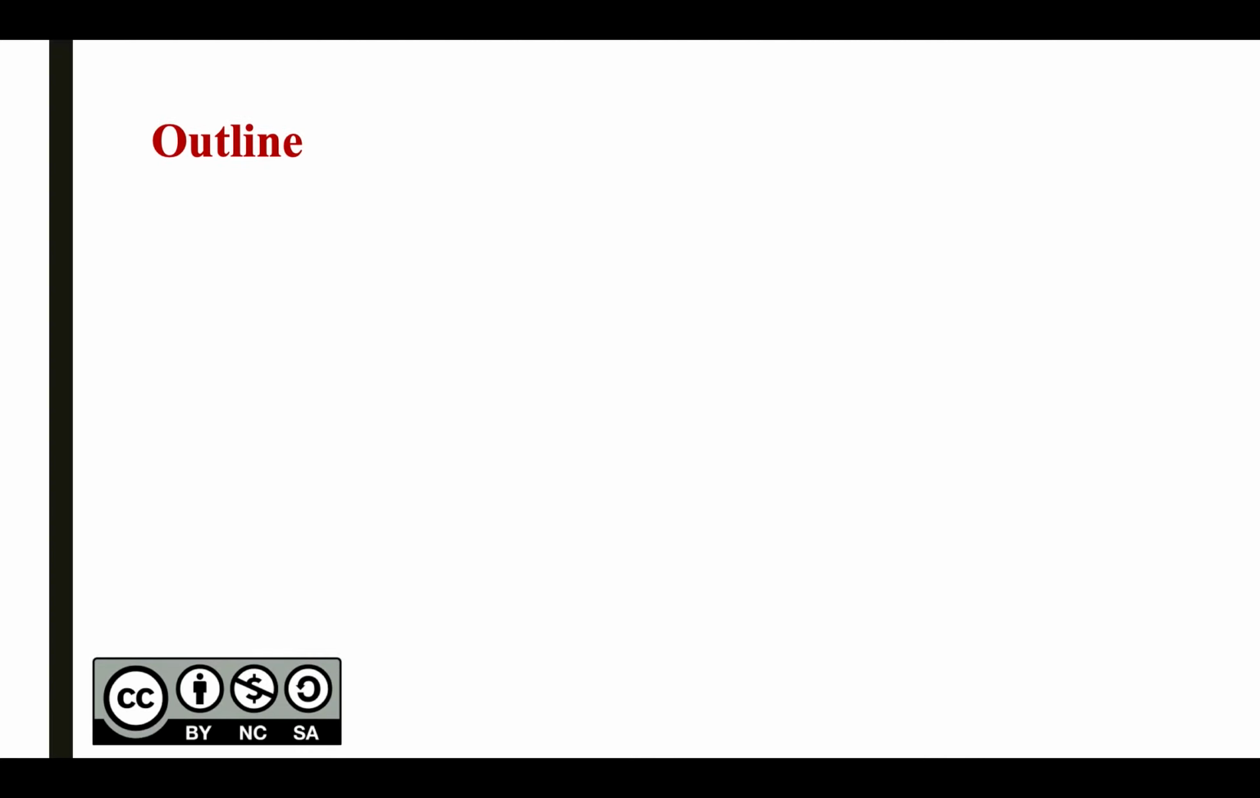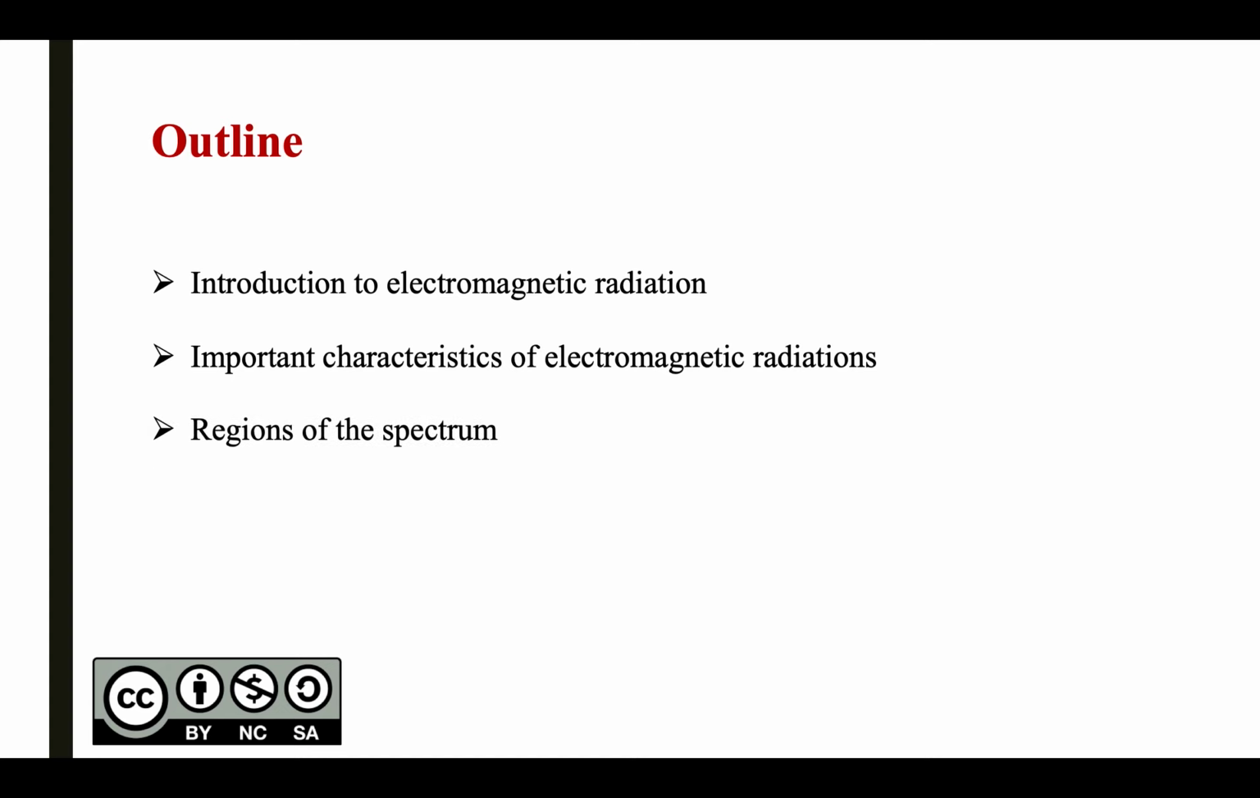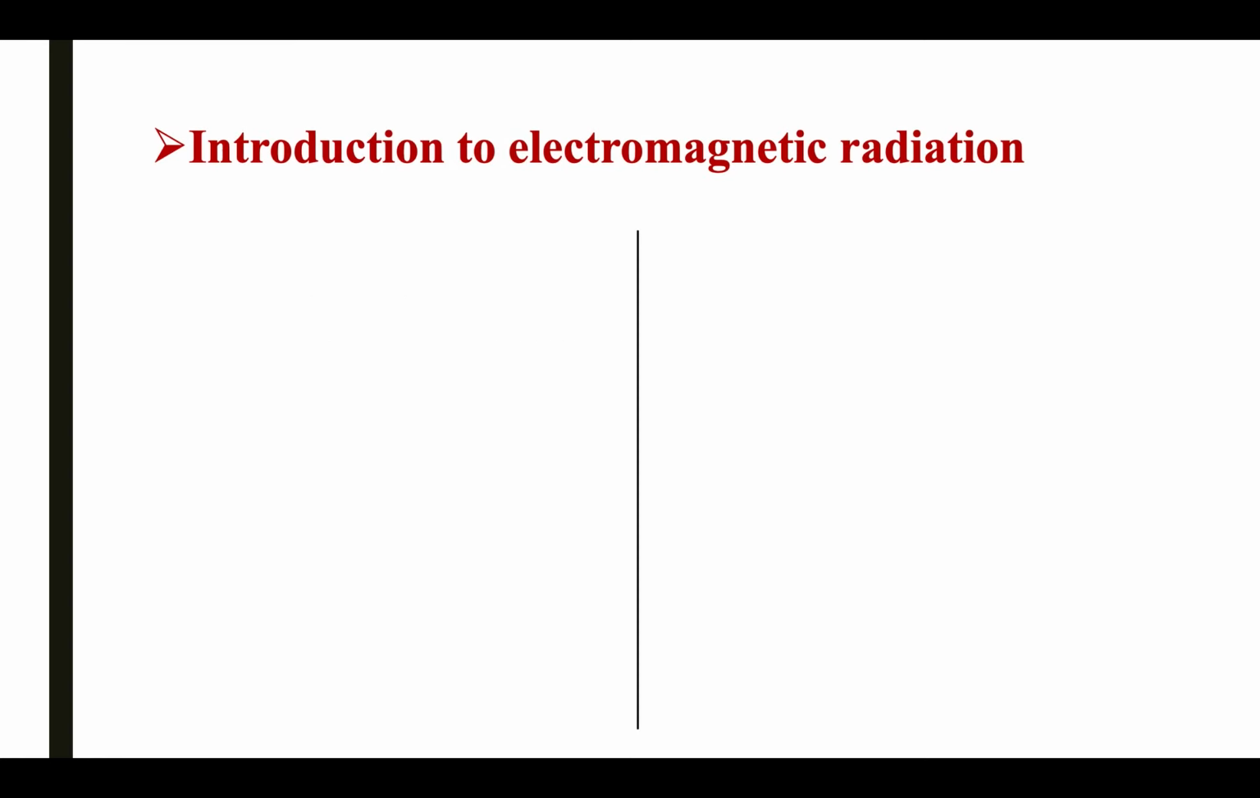Here is the outline. First, I will introduce what is electromagnetic radiation, followed by important characteristics of electromagnetic radiations, then regions of the spectrum. First, we will see what is meant by electromagnetic radiation.